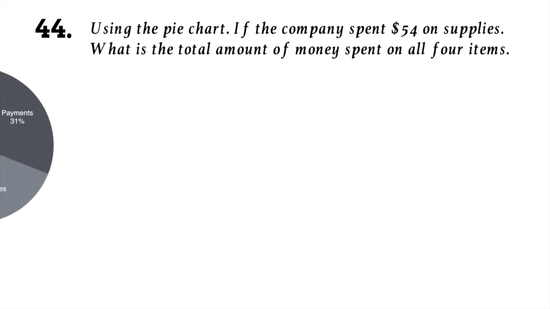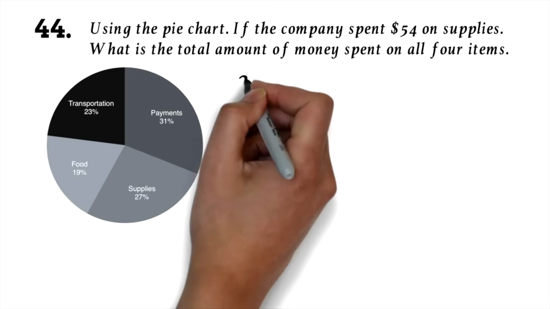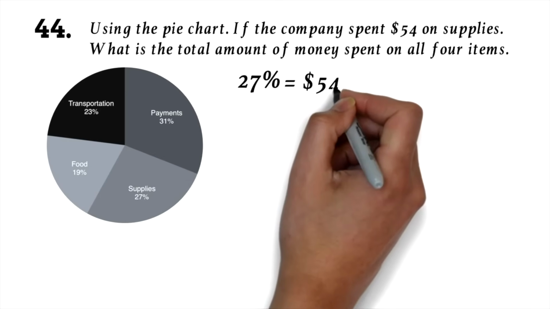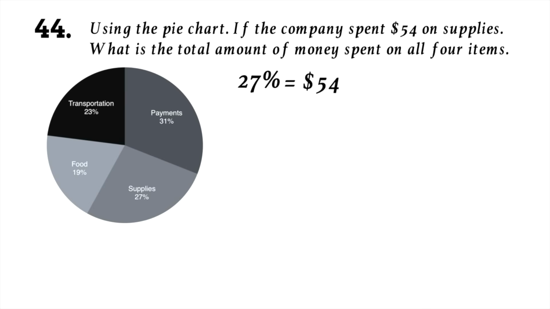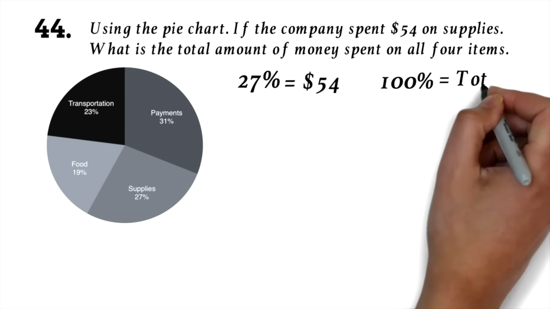Question 44. If the company spent $54 on supplies, what is the total amount of money spent on all 4 items? This is really the same concept as the previous question, but this kind of question is so common that it needs its own question. We are going to use proportion to solve it. We know that 27%, which represents supplies, is $54. We know that 100% will represent the total that we don't know.